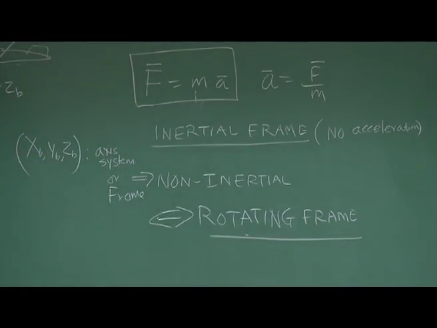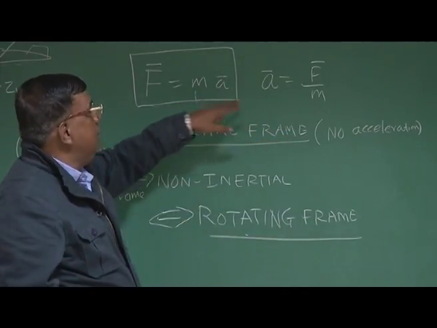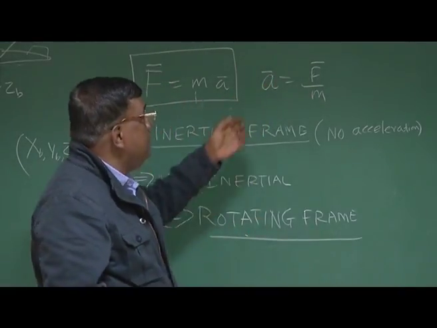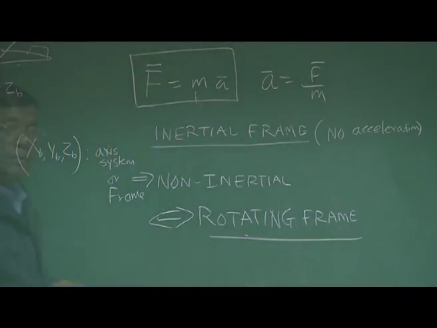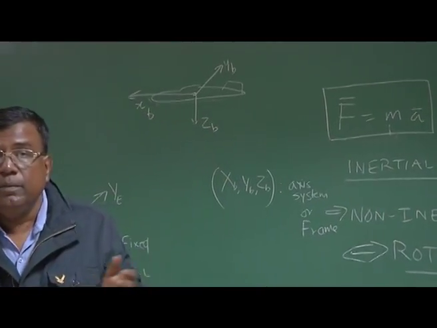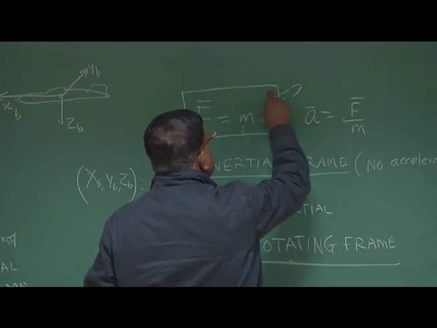So there is a problem. If I want to write F equal to ma, F I know from there, and I want to find acceleration, then our relationship is F by m, but the problem is this is to be applied in an inertial frame. Whatever forces you are measuring, whatever velocities you are measuring, whatever distance you are measuring, that should be measured with respect to the inertial frame. But unfortunately, xb, yb, zb are non-inertial. It is not an inertial frame. So how to apply this under such condition?